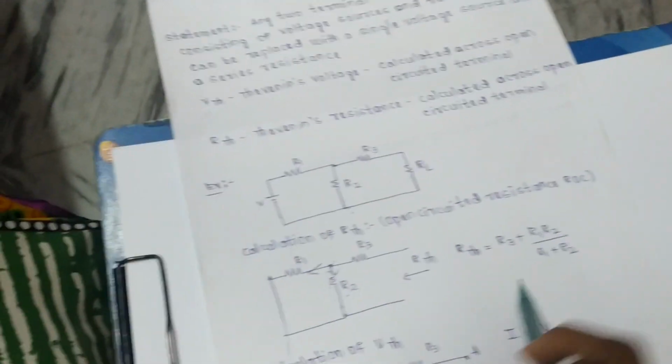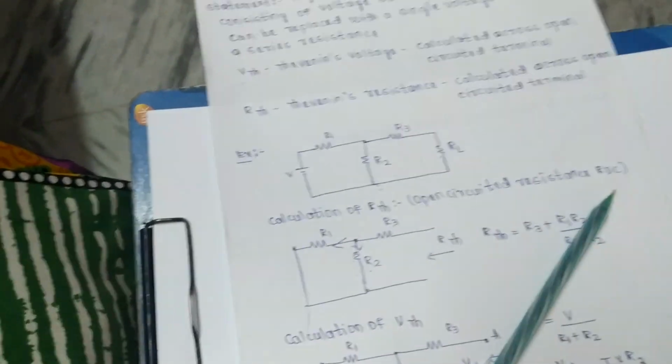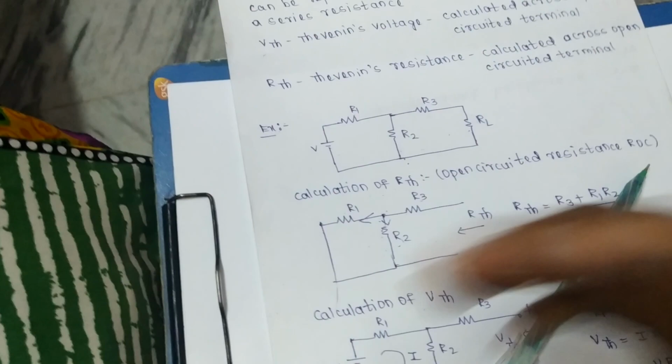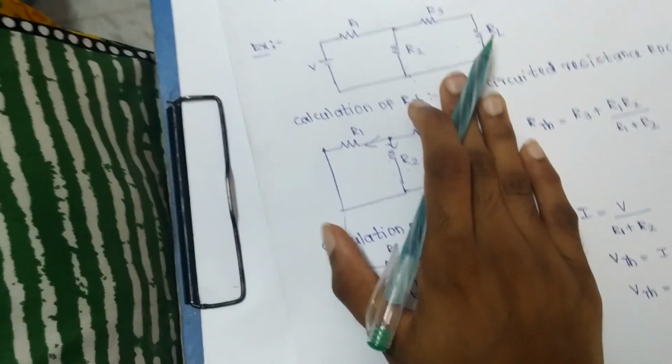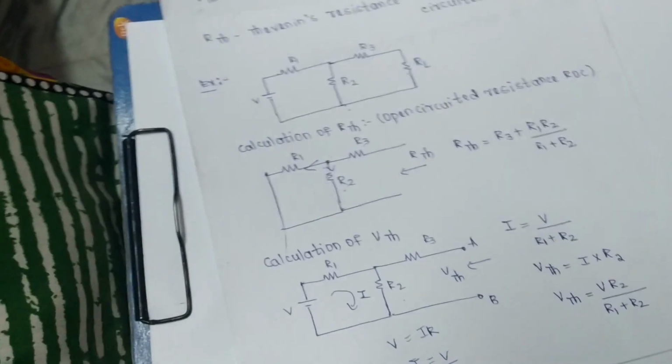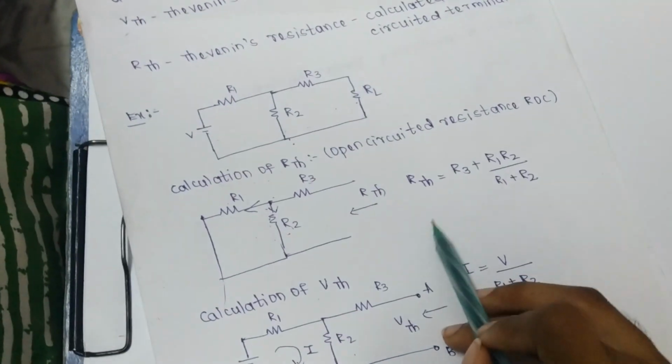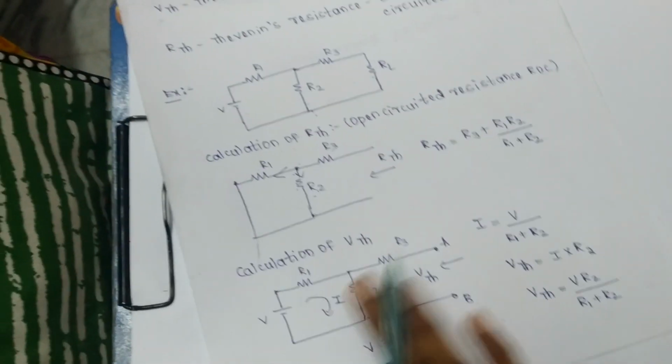Remember one point: while calculating Thevenin's resistance as well as Thevenin's voltage, we need to open circuit it, that is, we need to remove the load resistance. And while calculating Thevenin's resistance, you need to go from the back side. From the back, you need to calculate the equivalent resistance, that is nothing but the Thevenin's resistance. Now we have completed the calculation of Thevenin's resistance and Thevenin's voltage.